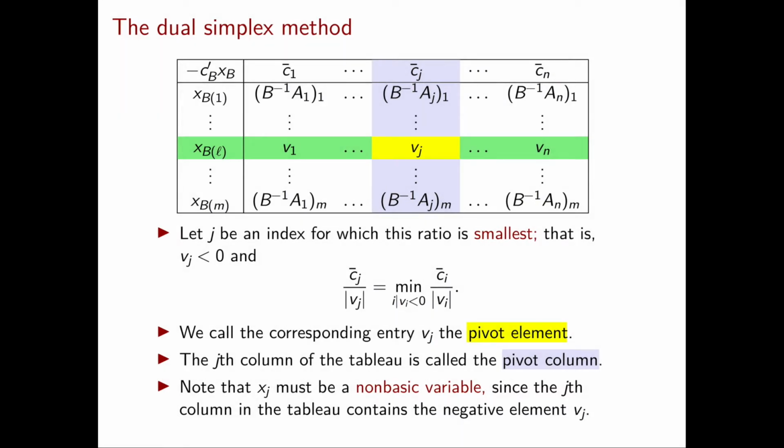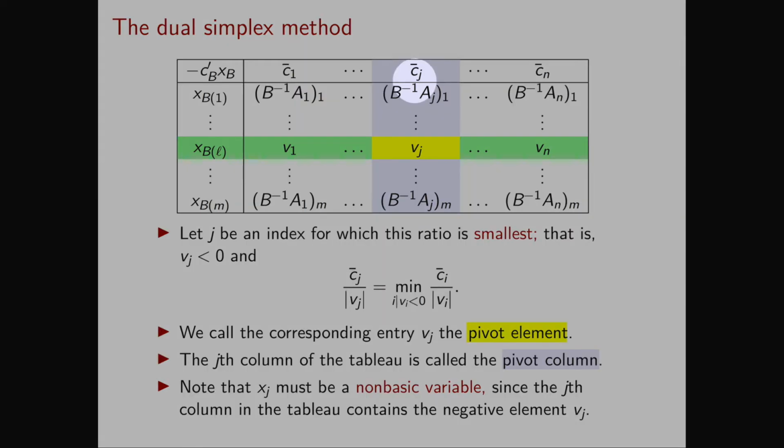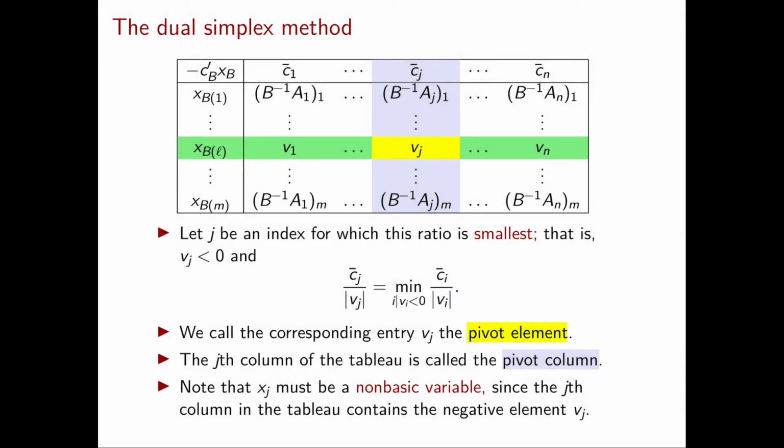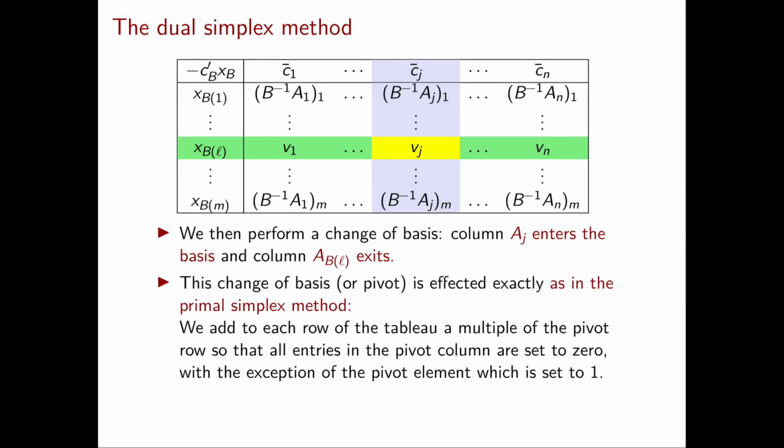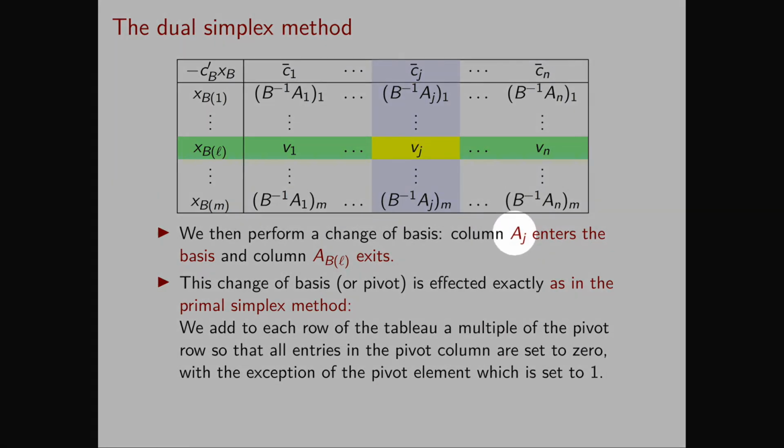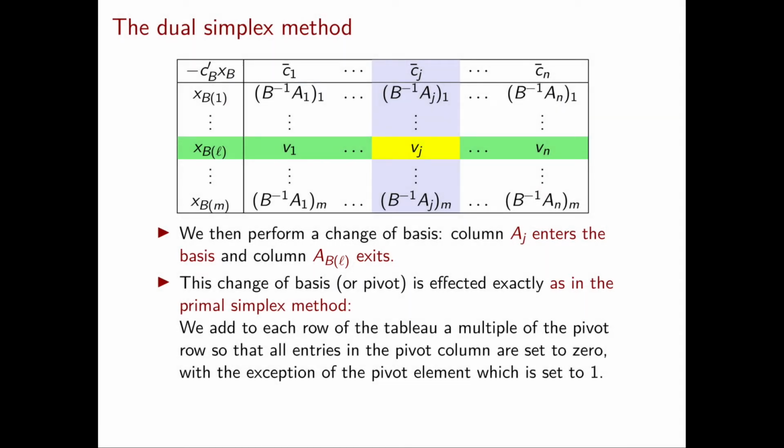We can immediately observe that the variable xj is non-basic, because basic variables have unit vectors in the corresponding columns, while here Vj is a strictly negative number. Next, we perform the change of basis. We will have Aj enter the basis and A_B(l) exit. The change of basis is now performed exactly as we did in the primal simplex.